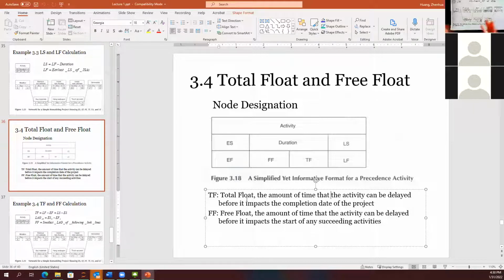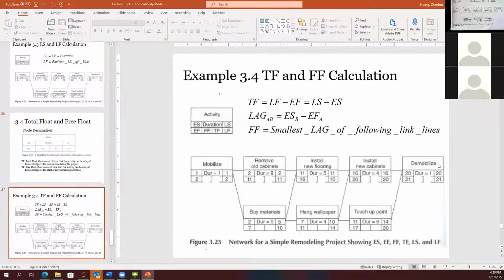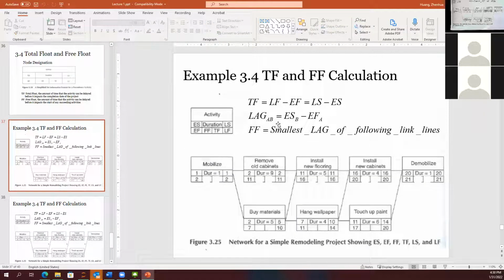Free float is I don't want to have any impact for the succeeding activities. So this is the difference. Let's see how to calculate it. Those are the definitions. The calculation equation is like this.